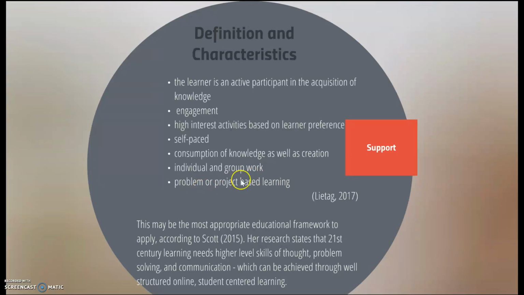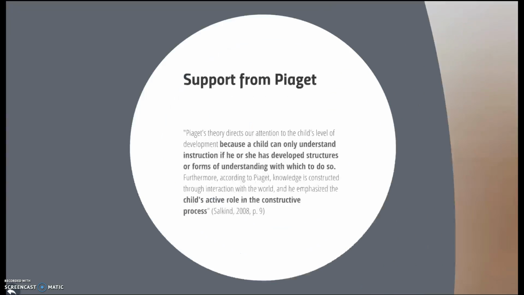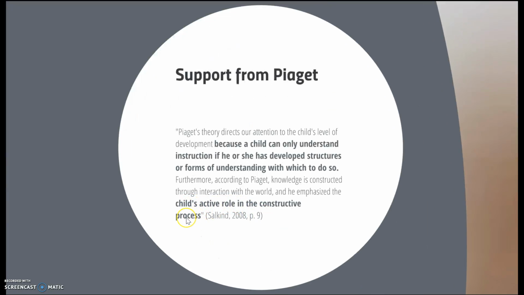You're going to see individual and group work. You're also going to see problem or project-based learning, which is part of Vygotsky's social learning theory. This might be the most appropriate educational framework to apply. 21st century learning needs higher level skills of thought, problem solving, and communication, which can all happen through this sort of framework. Piaget also agreed, saying that a child needs to be the active role in the constructive process of knowledge. But once again, you have to remember that they can only understand it if you've developed the structures and forms of understanding with which to do so, which will connect us right into scaffolding.